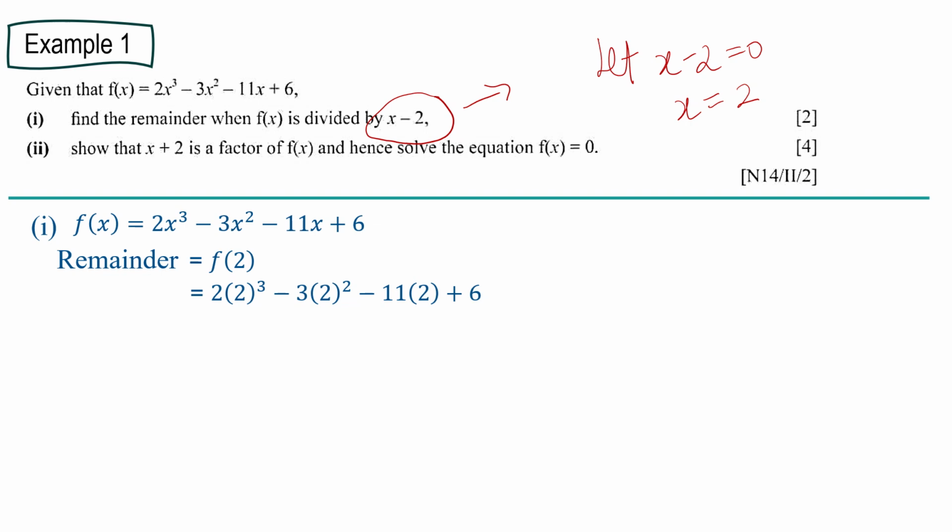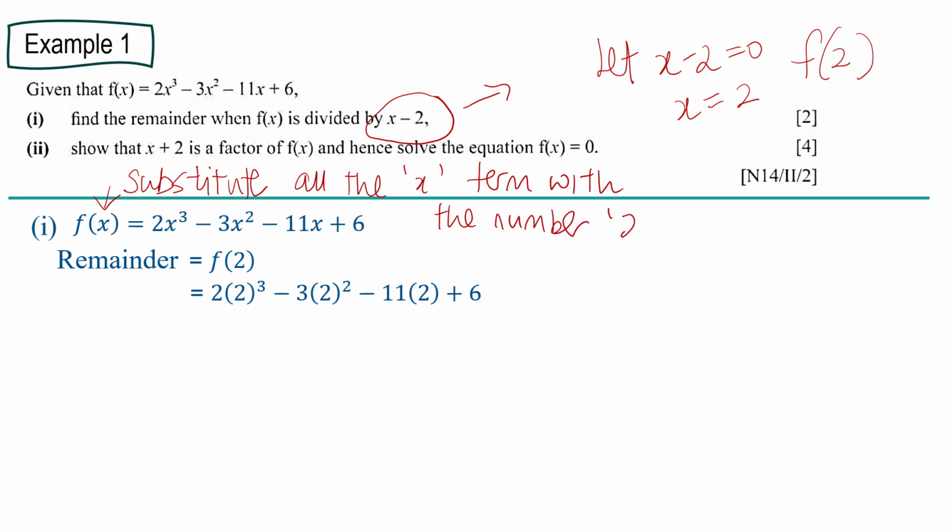Remember what I said earlier on. If a divisor is in the form x minus 2, then your remainder will be f bracket 2, which means I just substitute all the x values with 2. Just substitute all the x terms with the number 2. And this is what you get. You can just easily use the calculator to work it out, so that will give you negative 12.